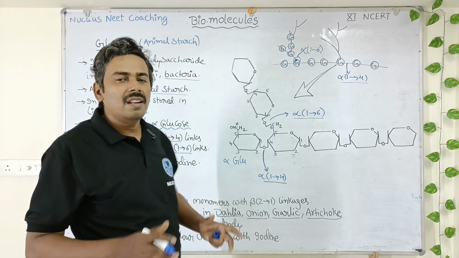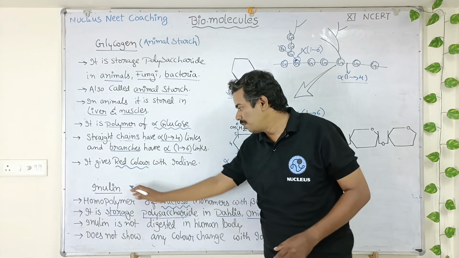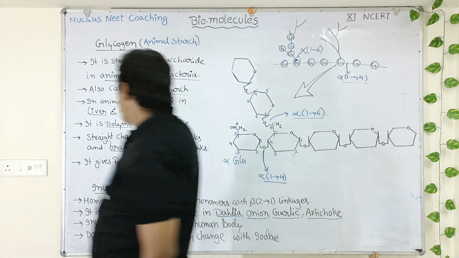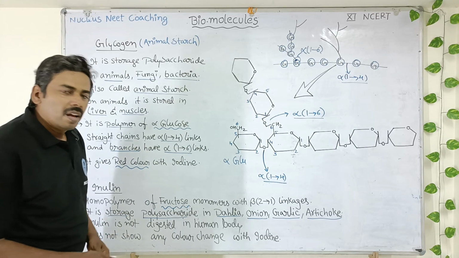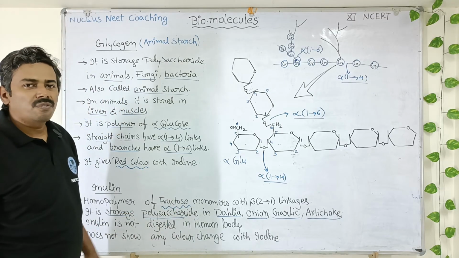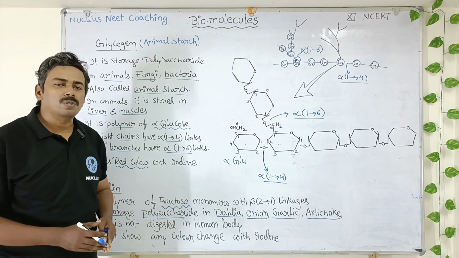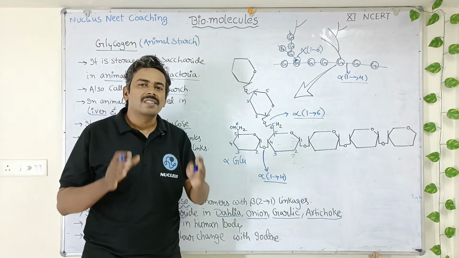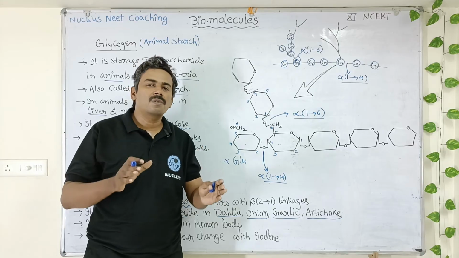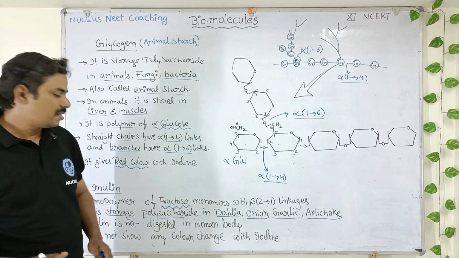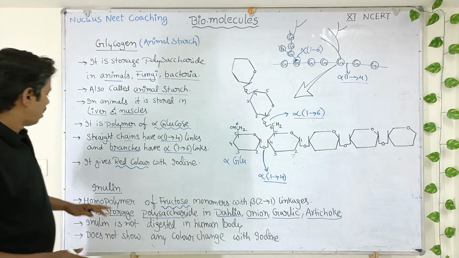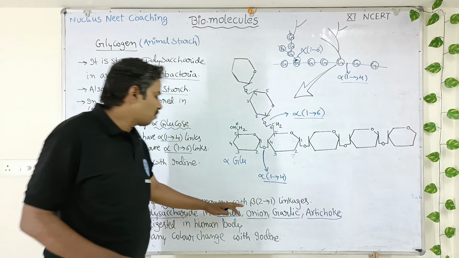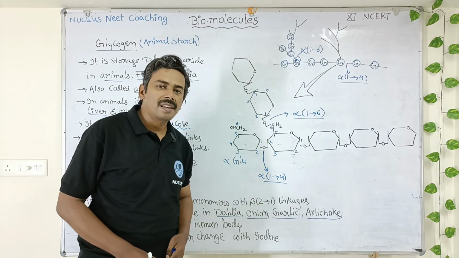Now let us discuss another storage polysaccharide in plants, inulin. Just like starch, inulin is also a reserve food material in some plants. It is a homopolymer of a monomer called fructose. We have discussed the structure of fructose. What is the formula of fructose, children? C6H12O6. Just like glucose, fructose also has the same formula, but fructose has a different structure. It is called the furan ring structure. Inulin is a homopolymer of fructose monomers with beta 2 to 1 glycosidic linkages.